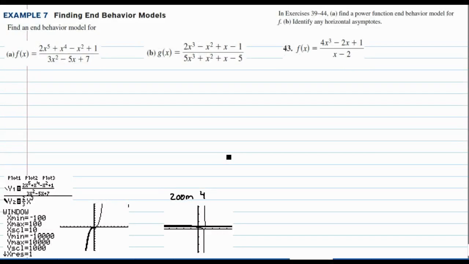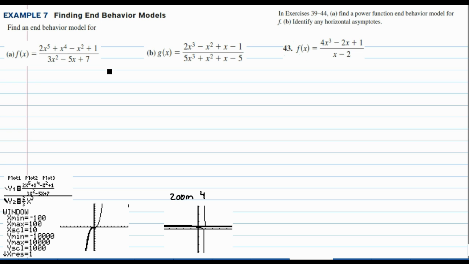This is the screencast for section 2.2, example 7, finding end behavior models. Well, in example 6, you saw how the leading term of a polynomial is the most important term for really, really large x values, either large positive x values or large negative x values, but for absolute value of x large. So we need to find an end behavior model for these rational functions.